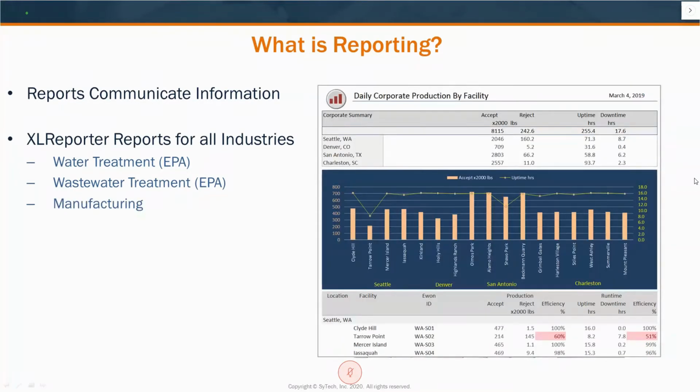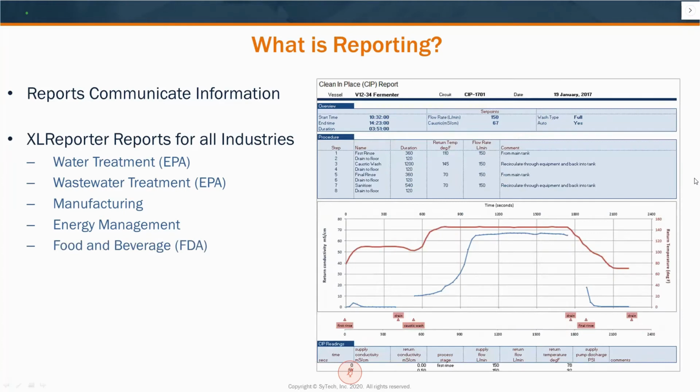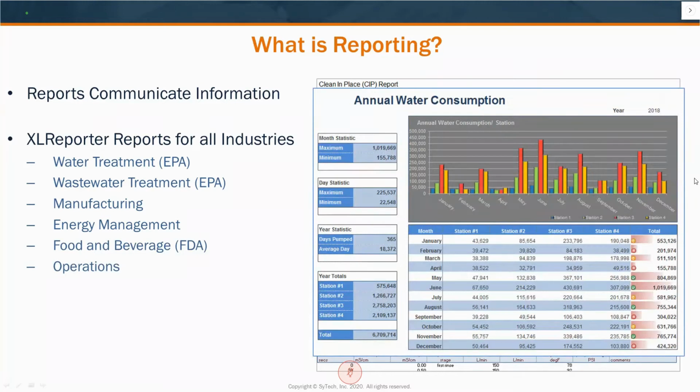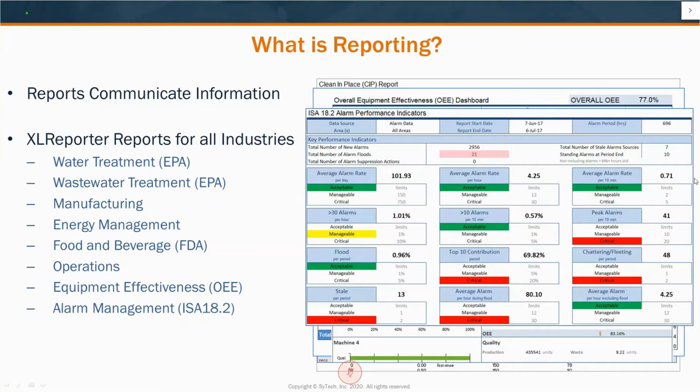Manufacturing companies would require views of their production at various scopes or various levels of their process. Facilities managers might be interested in monitoring energy usage. In the food and beverage industry, clean in place reporting is commonplace for sanitation purposes. OEMs, and again, manufacturing companies might be interested in monitoring the effectiveness or the efficiency of their equipment. For those of us that work on alarm systems, we probably know the ISA 18.2 alarm management standard.